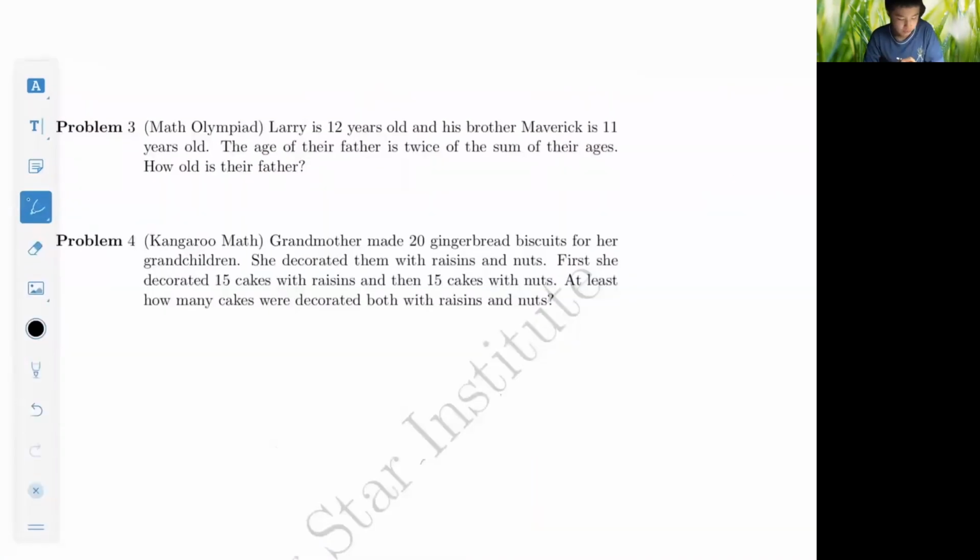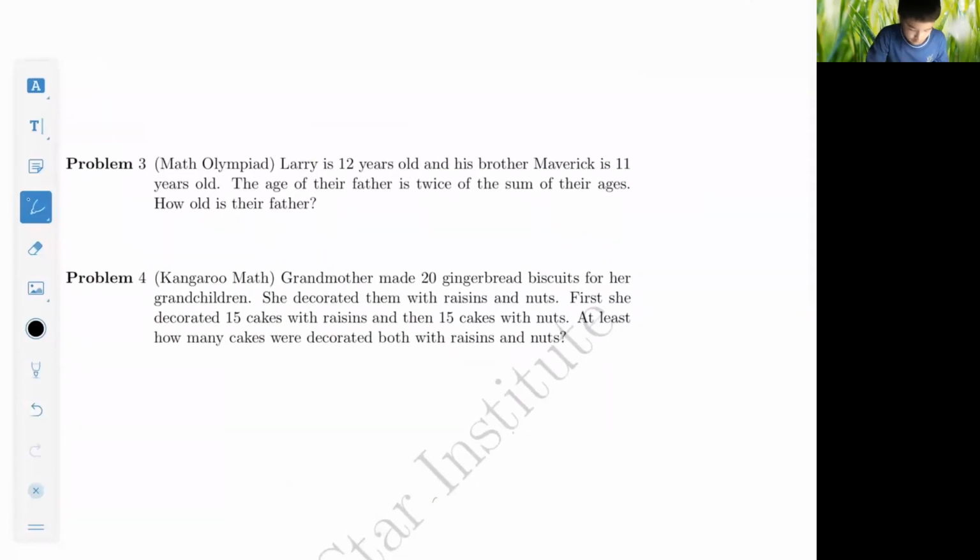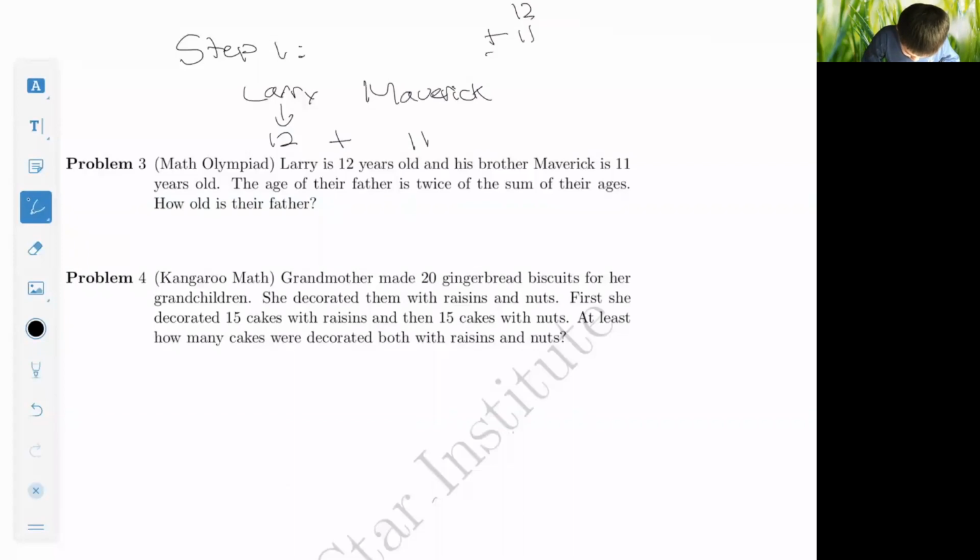For problem number 3, Larry is 12 years old and his brother Maverick is 11 years old. The age of their father is twice the sum of their ages. How old is their father? First of all, we must find the sum of Larry and Maverick's ages. So Larry is 12 years old. Maverick is 11 years old. 12 plus 11.